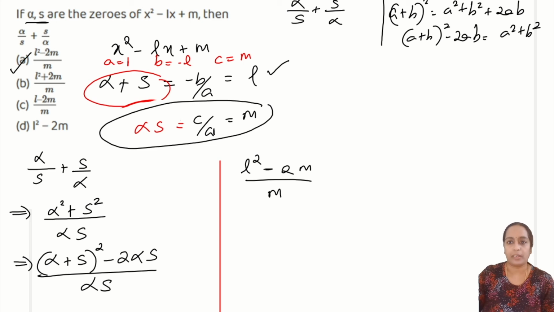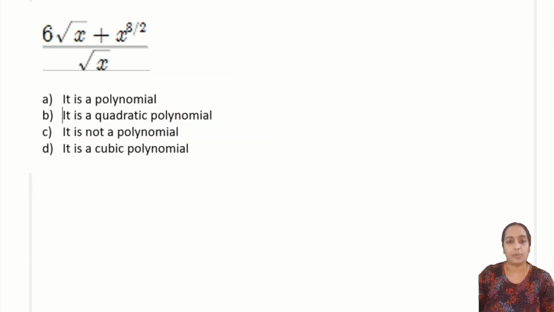So moving on to the next question. The question says 6 root x plus x power 3 by 2, divided by root x. Is it a polynomial? Is it a quadratic polynomial? It is not a polynomial. It is a cubic polynomial. So we have to check for these conditions.